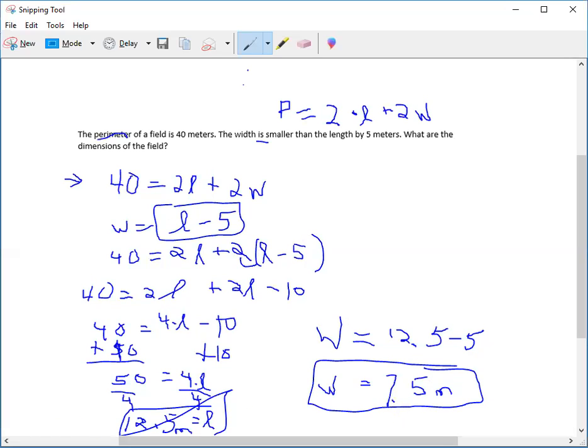And if I add those up, 2 of these is 25 and 2 of these is 15. So they add up to 40. That's how you do that one.